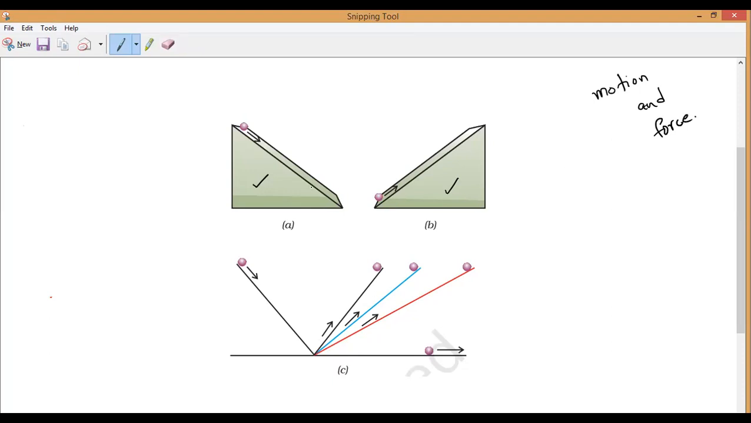So he is the first scientist who demonstrated the relation between motion and force. I will show you that also. Now, if you notice here, he released a ball from rest on one of the inclined planes. So he is not applying any force.